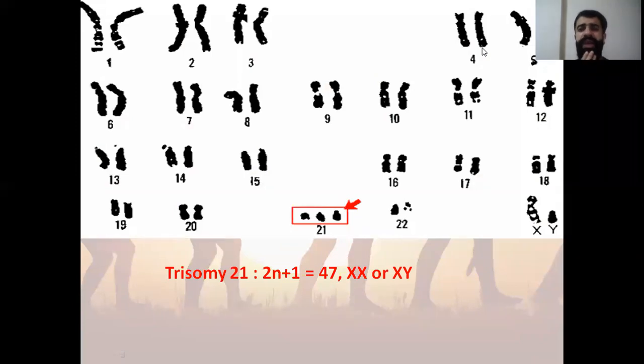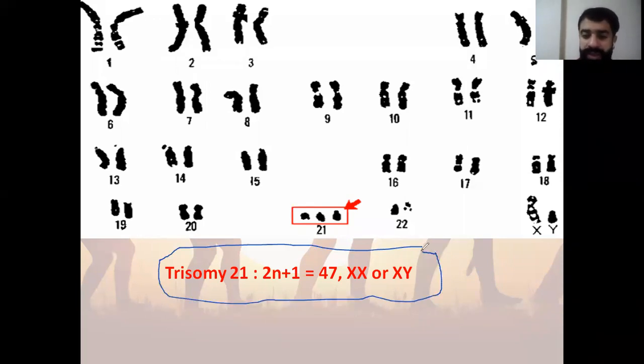So this is the karyotype of an individual having trisomy 21. In trisomy 21, we have an additional chromosome. So 2n plus 1 equals not 46 but 47, since we have one additional chromosome, comma XX if it's a female, XY if it's a male. In a question or in the exam, for trisomy 21, 2n plus 1 equal 47, comma XX or XY, you don't have to write both, unless you have, for example, ambiguity about the sex of the individual.